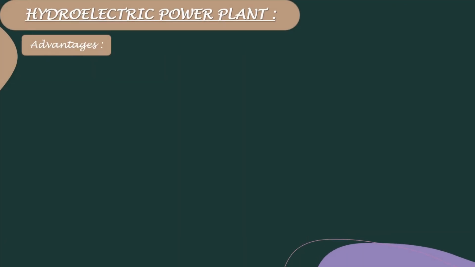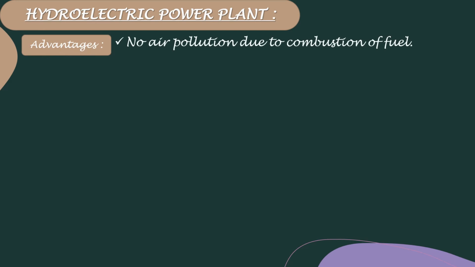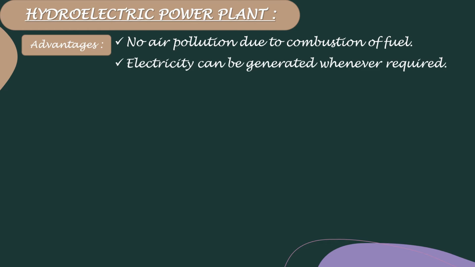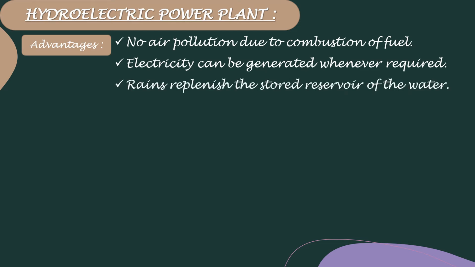Students, now let's understand the advantages of a hydroelectric power plant. No fuel is burnt in a hydroelectric power plant. So thus, no air pollution due to combustion of fuel occurs. Then electricity can be generated whenever required if the dam has sufficient water storage. Then during rainy season, the water in the water reservoirs can be replenished and used for power generation.